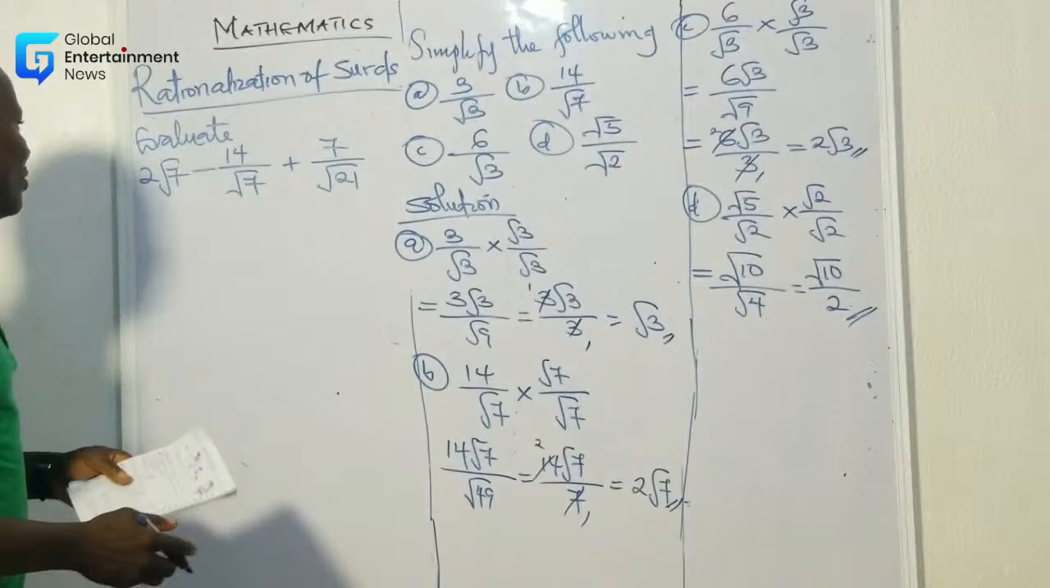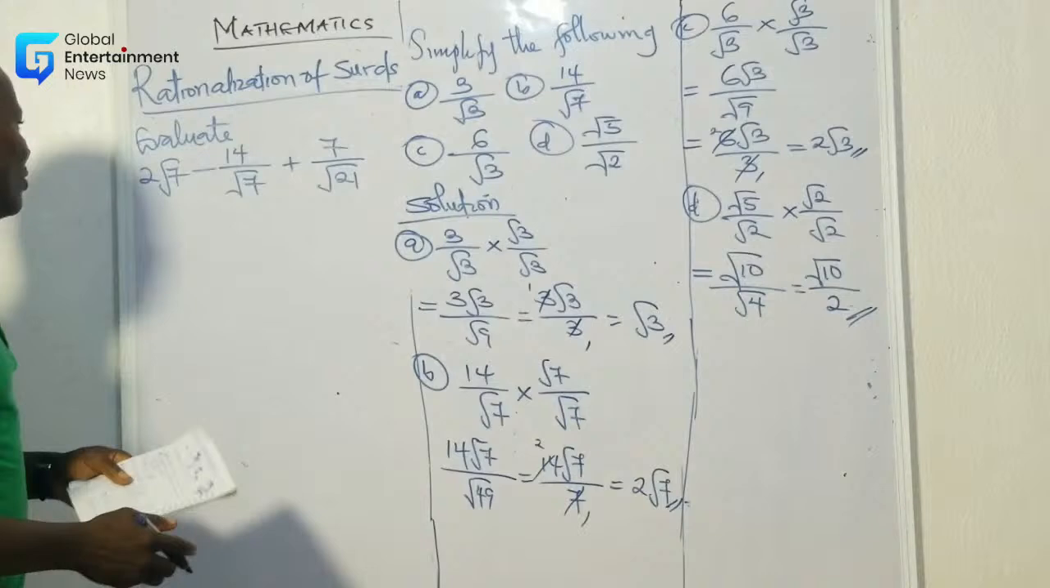Then having done this, we still have this one in contact. 2 root 7 minus, what do we have here now? We have 14 root 7 all over, what is the square root of 49? 7. Then plus 7 root 21 all over, what is the square root of 441? That is 21.